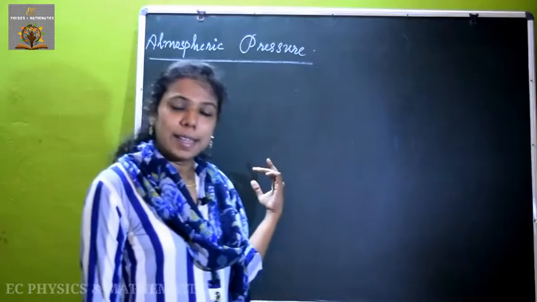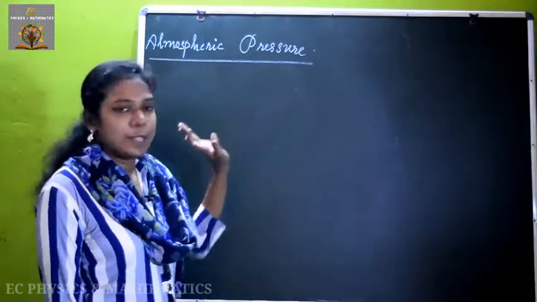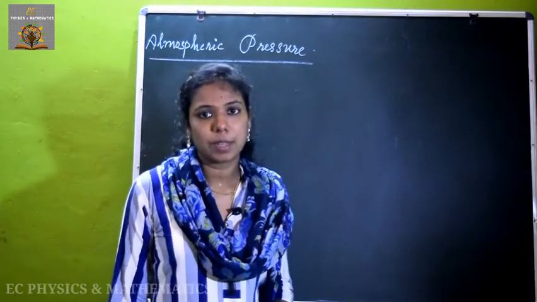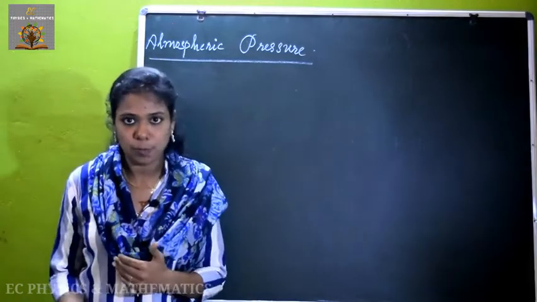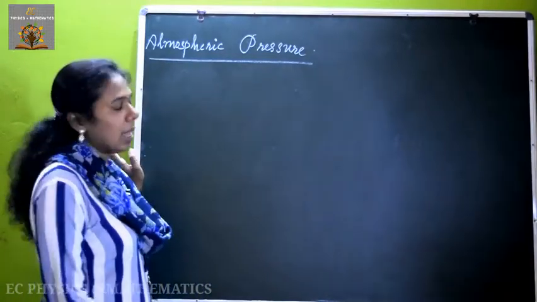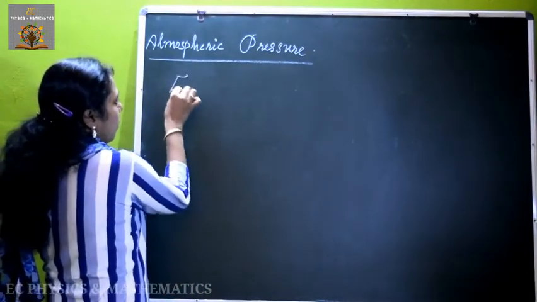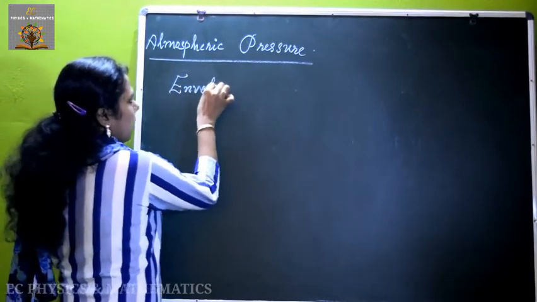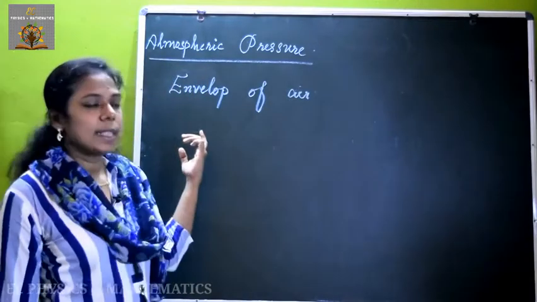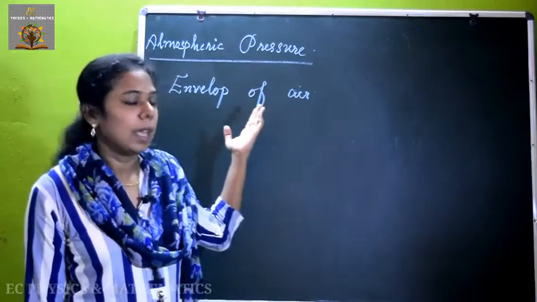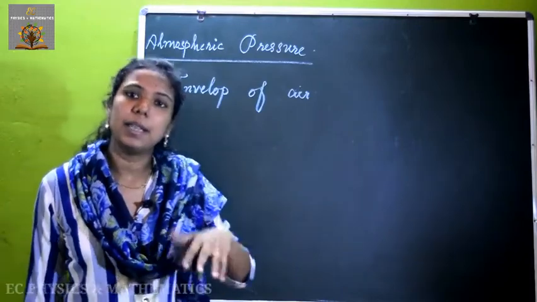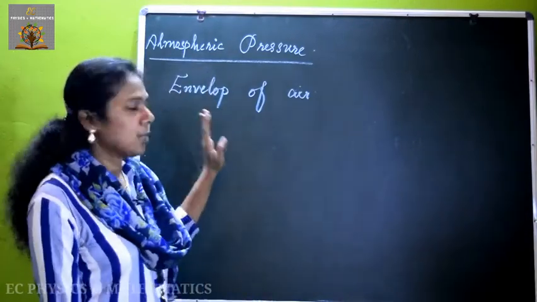Okay, next small topic, that is atmospheric pressure. Then what is atmosphere? We know our earth has an atmosphere, is it? The envelope of air, that is called the atmosphere. Atmosphere means what? Envelope of air. Atmospheric pressure means what? The pressure exerted by the atmosphere, that is called the atmospheric pressure.